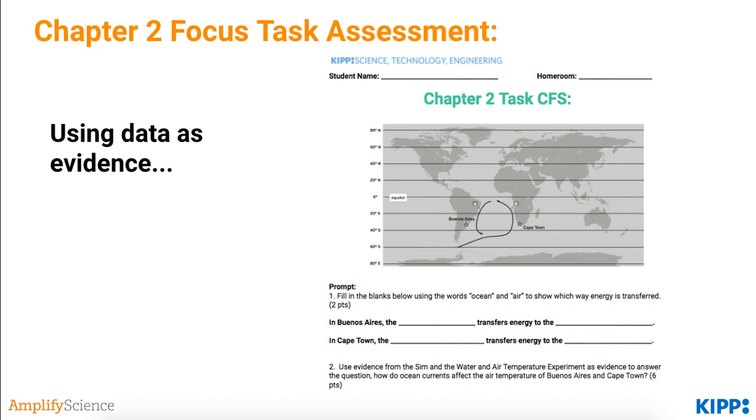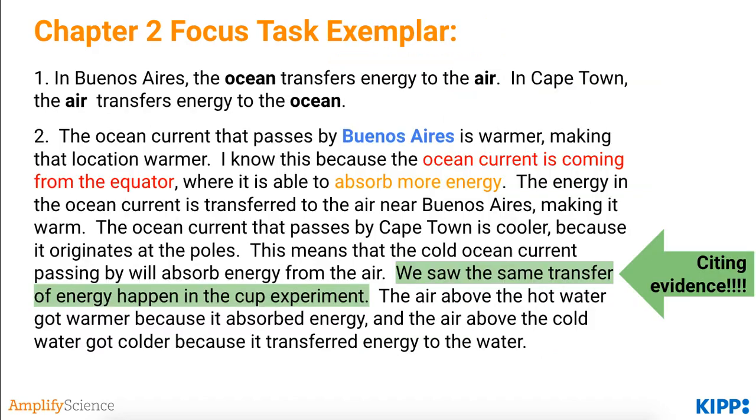Pause here, give it a shot using the prompt you see, and we'll go over the answer on the next slide. So in Buenos Aires, the ocean transfers energy to the air. In Cape Town, the air transfers energy to the ocean.